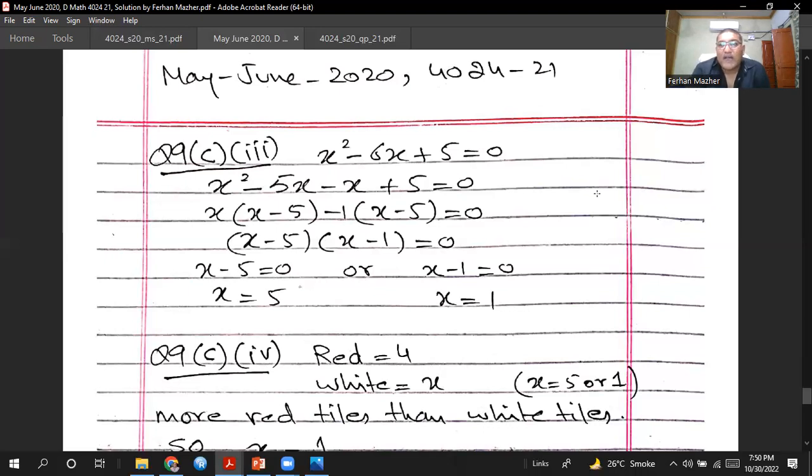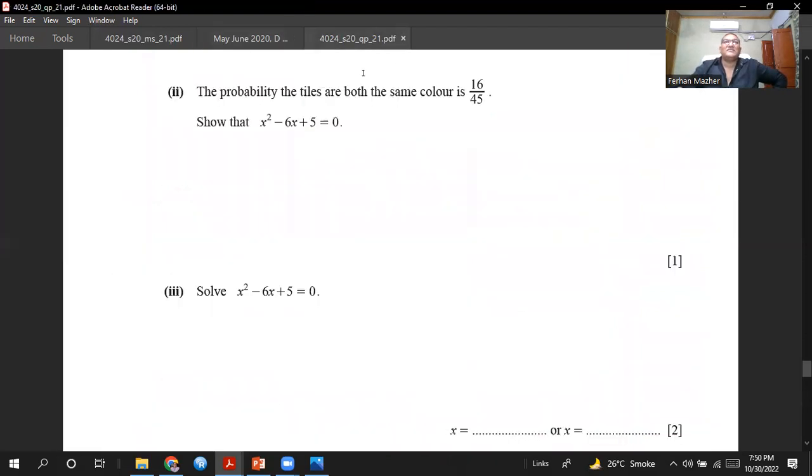So here you have two brackets which are multiplying with each other, and their answer is 0. So either the first bracket is 0 or the second bracket is 0. I will make the first bracket 0, x minus 5 equals 0, so x will be equal to 5. Then I will make the second bracket 0, so x minus 1 equals 0, so x equals positive 1. So there are two values of x, one is 5 and the other one is 1.